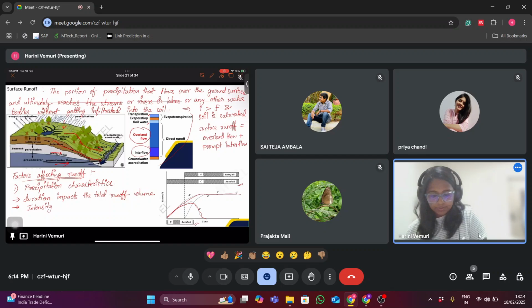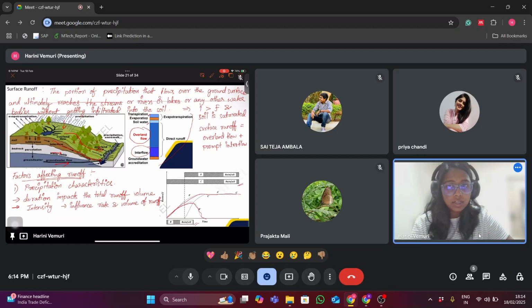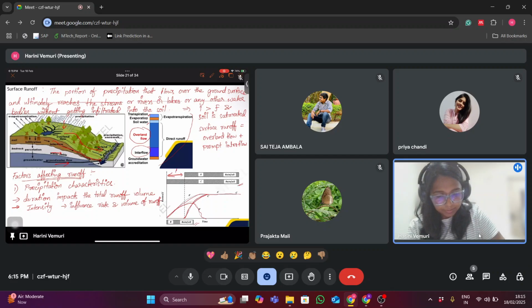It is clear that if the intensity of precipitation is higher, it will result in a higher volume of runoff. So intensity will influence both the rate and volume of runoff. And in this storm, we can see that storm B is starting with a delay compared to storm C. So the runoff due to storm A is also generated with a delay of the same time.